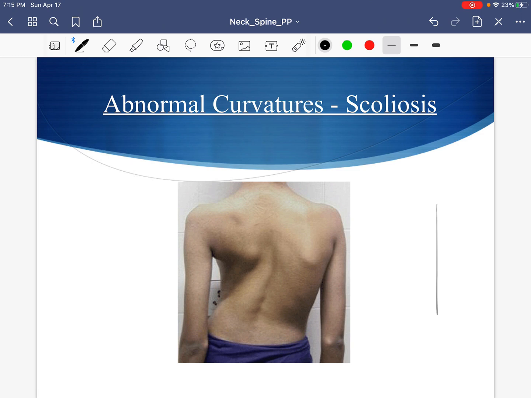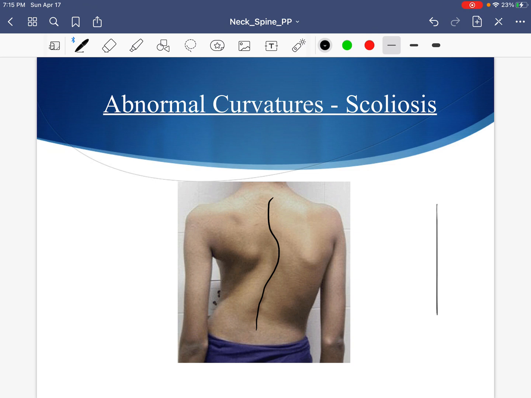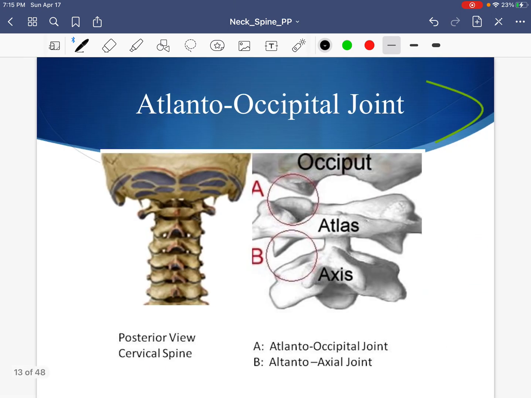So from behind, instead of the vertebral column being straight up and down, if it's more of a lateral curvature, we call it scoliosis. The other ones we were looking from the lateral viewpoint. Here we're looking from the back. So a lateral curvature from the back is scoliosis. Okay, we're going to point out some of the joints, not all.